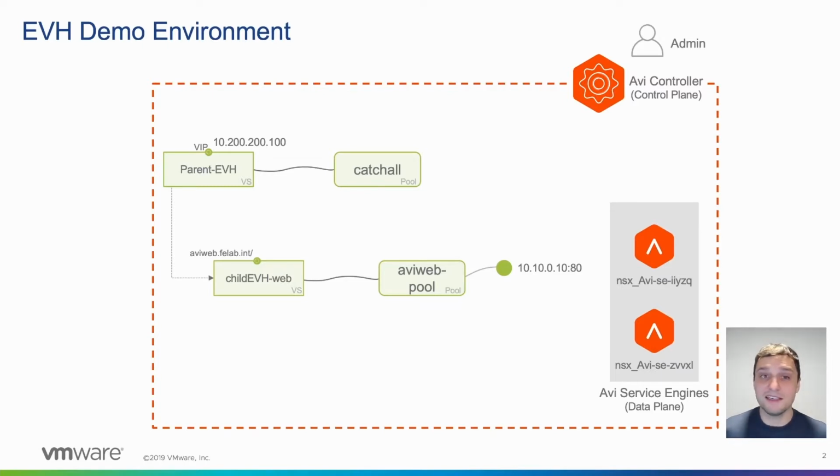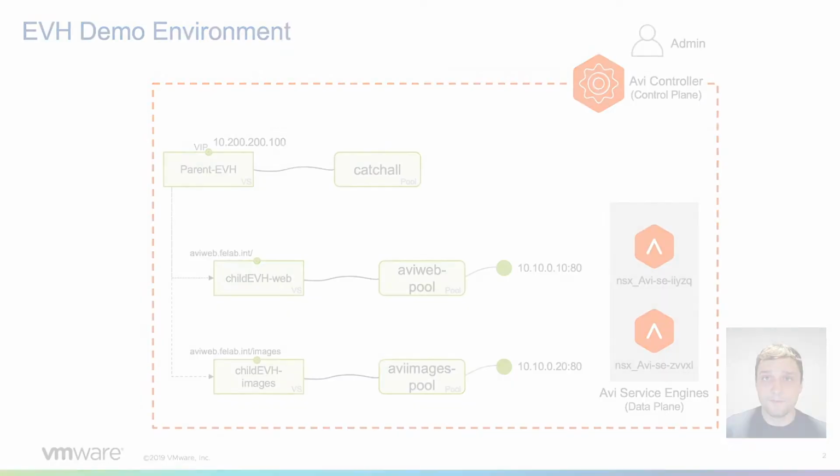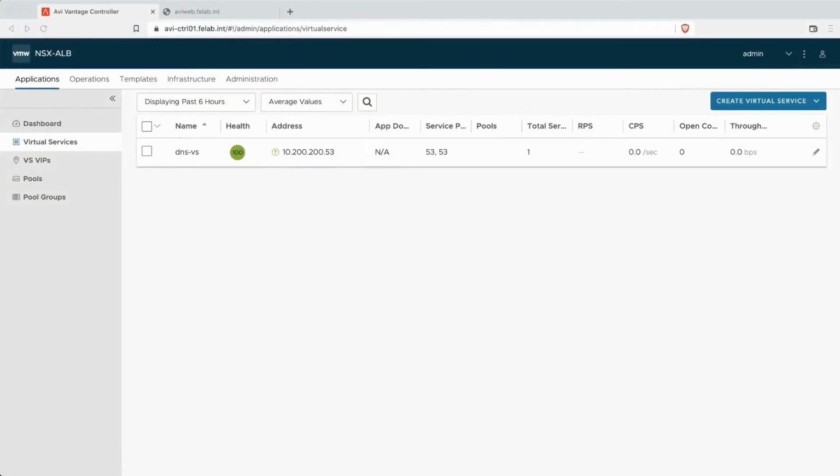So in the first case I have avi-web.felab.in with a path of /. This will be my main page. My second child virtual service will be avi-web.felab.in with a path of images. So let's jump into the demo.